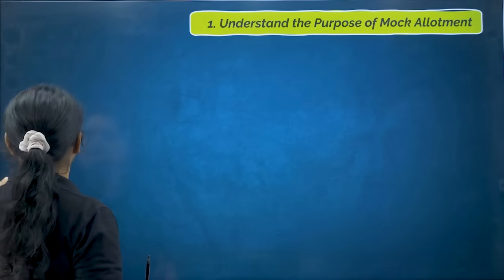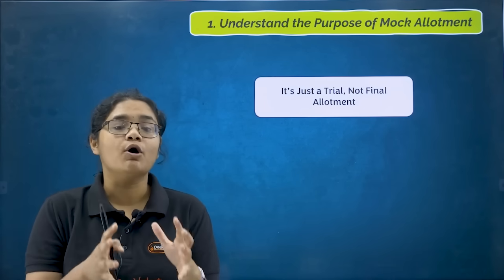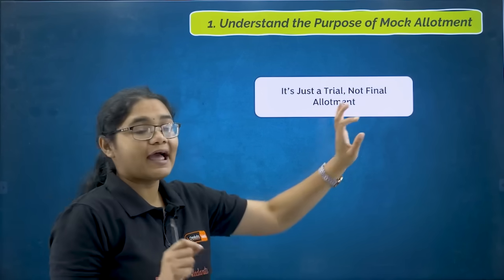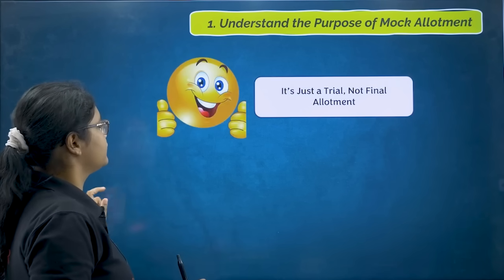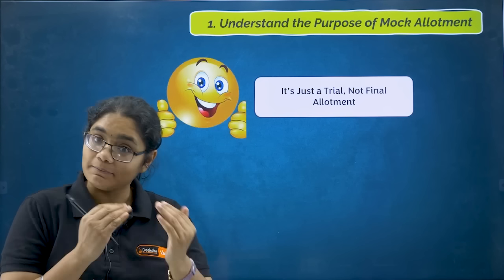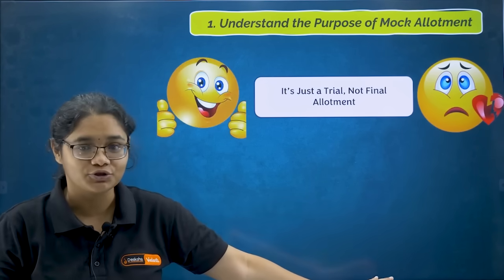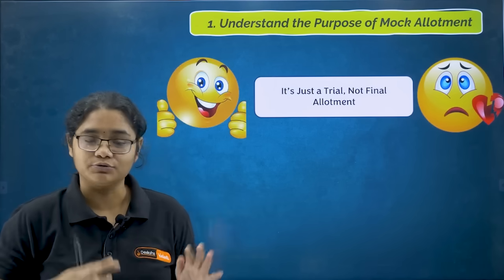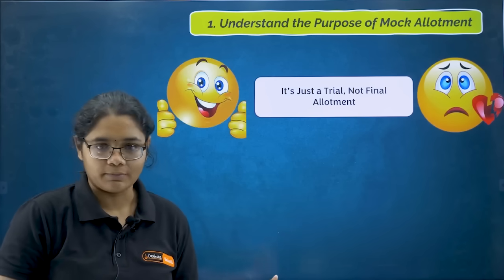Okay, so moving forward, to understand the purpose of mock allotment, it is very important to know that it is just a trial and not the final allotment. So you should not be very happy if you are getting the college of your choice, because it may change, and at the same time you should not be very sad if you are not getting the college of your choice, because that will also change. Many students will now change their option entry, as a result of which the final result will be different from the mock allotment, right?